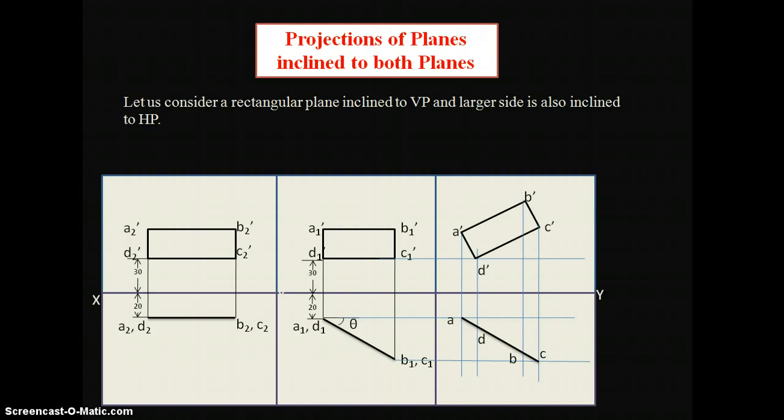Now here we can directly represent A, B, C, D. After getting this line, we draw the construction lines from A dash, B dash, C dash, D dash. Whatever the construction line from A dash intersects here is A, the one from D dash is D, the one from B dash is B, and the one from C dash is C. Like this we can represent the final front view and final top view for a given plane when the plane is inclined to the vertical plane and the larger side is inclined to the horizontal plane.